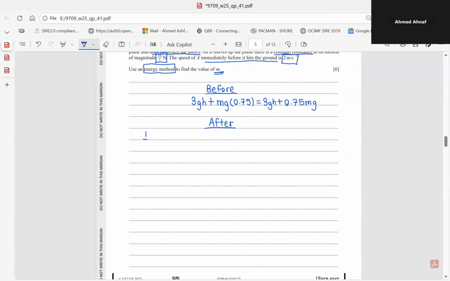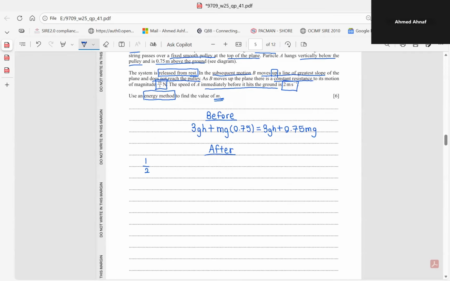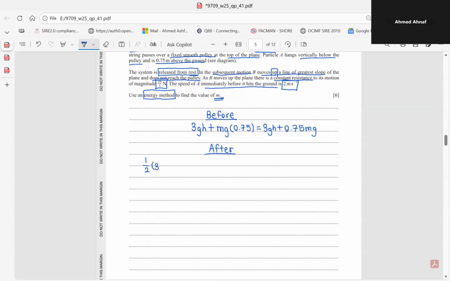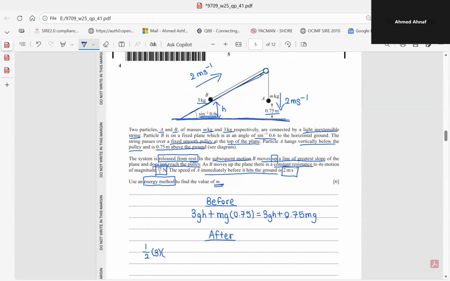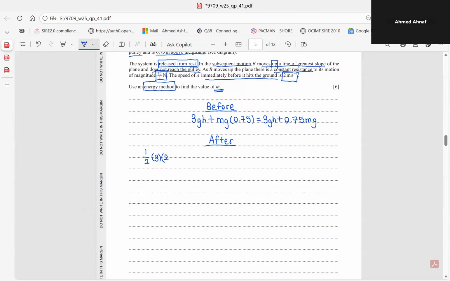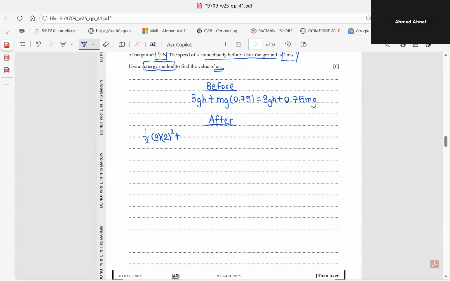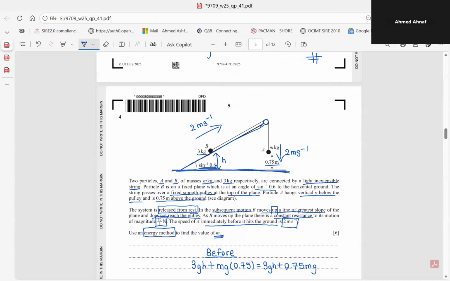For B, it's half m v squared, where m is 3 and v is 2. So half times 3 times 2 squared, plus that of A, which is half m, also times 2 squared. So this is the total KE.